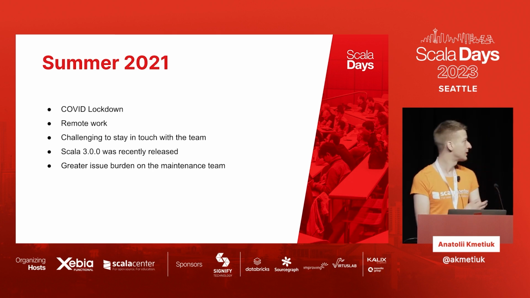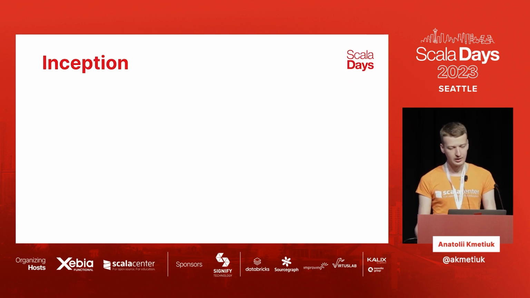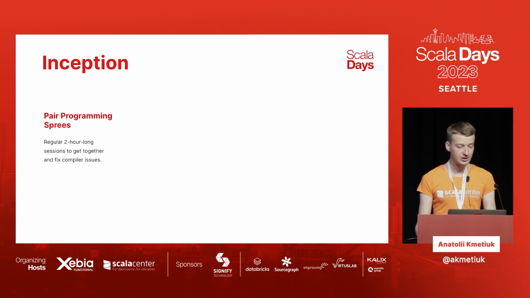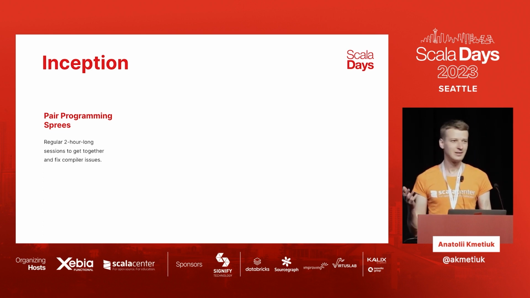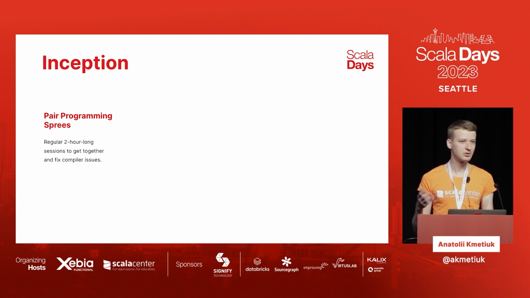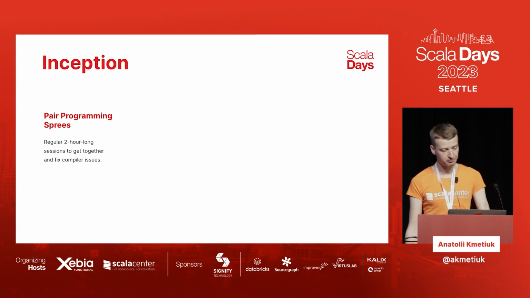Based on those factors that I listed, we started to think about what can be done about that. And one of the avenues that we decided to try was the avenue of the Compiler Academy. So we decided to do the pair programming sprees to bring the people from our teams together to make them feel more connected with teammates during this lockdown period, but also to foster knowledge sharing and help work on the issues to reduce the issue count.